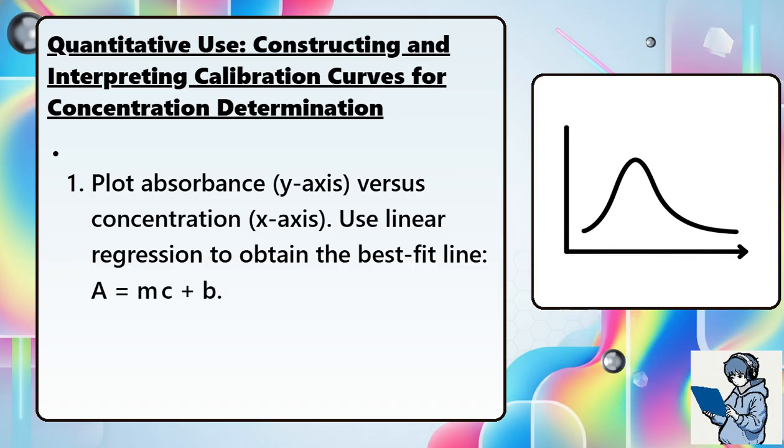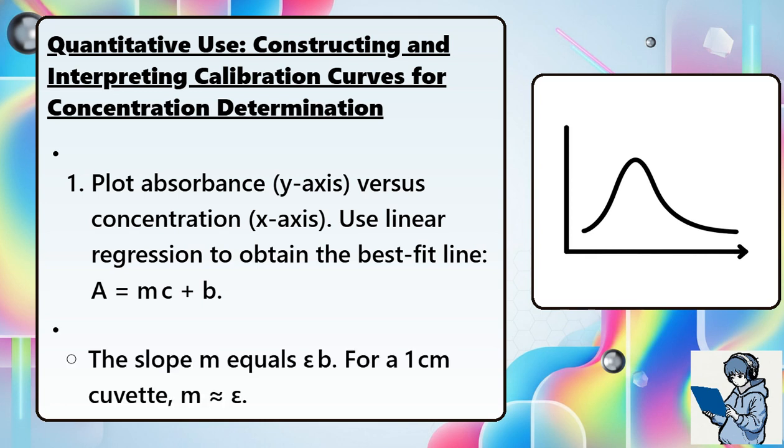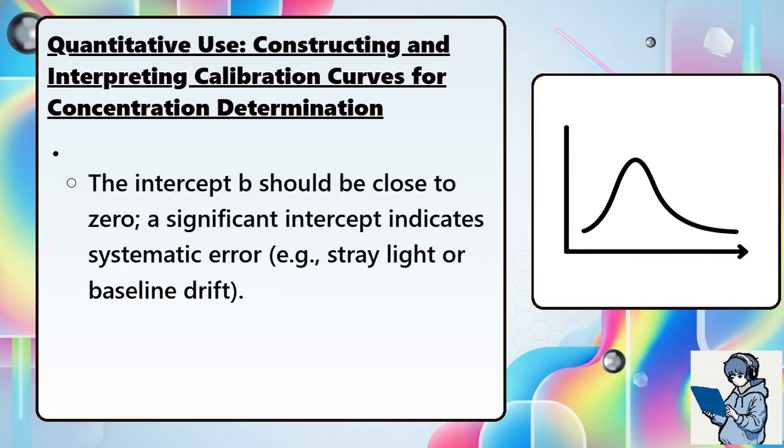Use linear regression to obtain the best fit line, A equals mc plus b. The slope m equals epsilon b. For a 1 centimeter cuvette, m is approximately epsilon. The intercept b should be close to 0. A significant intercept indicates systematic error, for example stray light or baseline drift.